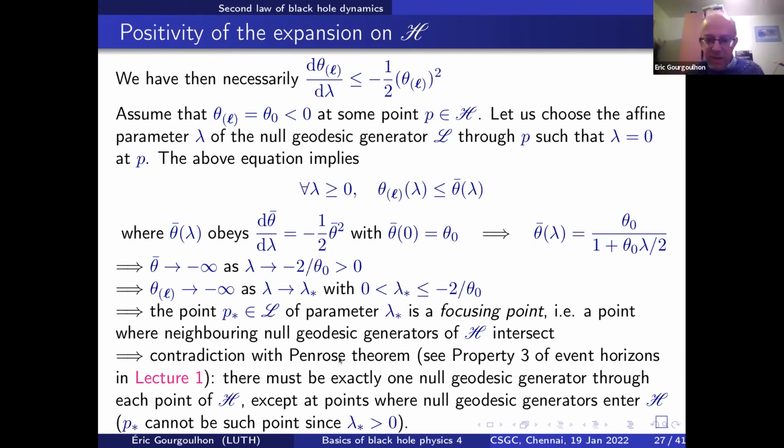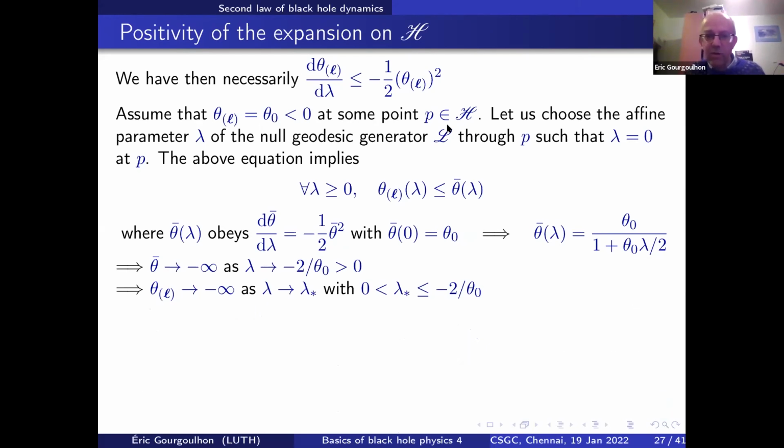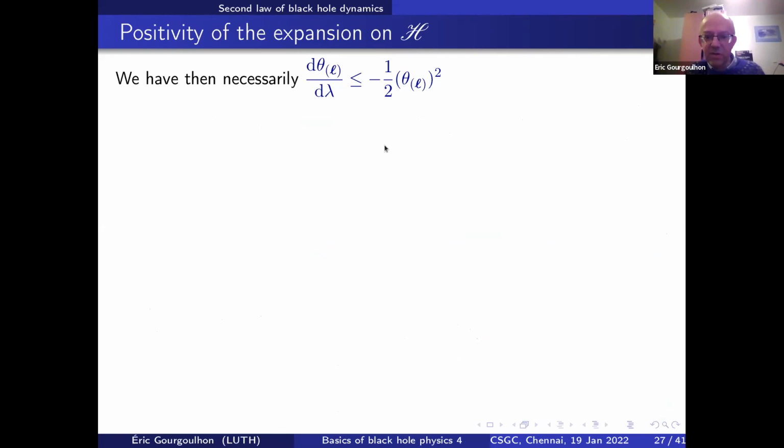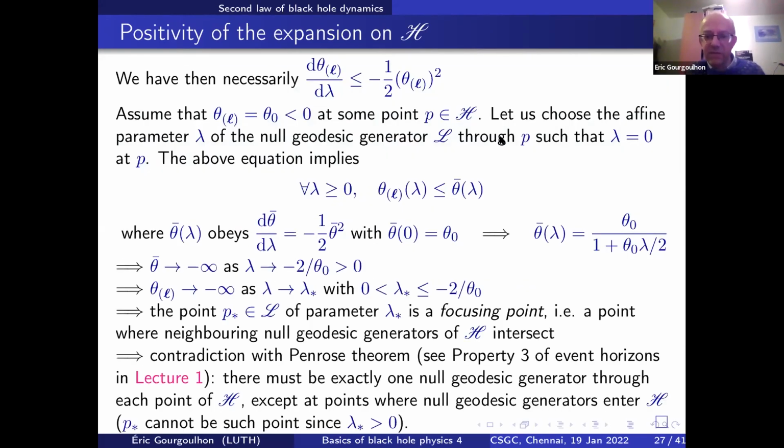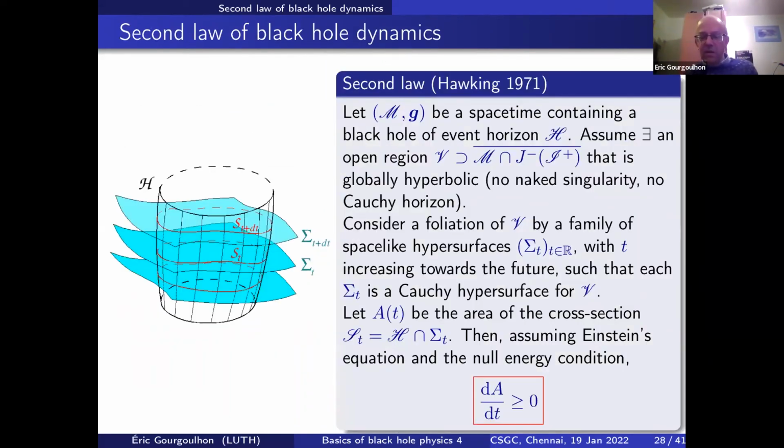So we can exclude this, and we cannot have a focusing point because at each point there must be only one null geodesic. So we arrive at a contradiction, which means that our initial assumptions cannot hold, and theta cannot be negative at some point on the event horizon. So it has to be positive everywhere. So let's establish this positive expansion theorem: theta is always positive on the event horizon. And now, thanks to this, we can establish the second law of black hole thermodynamics.